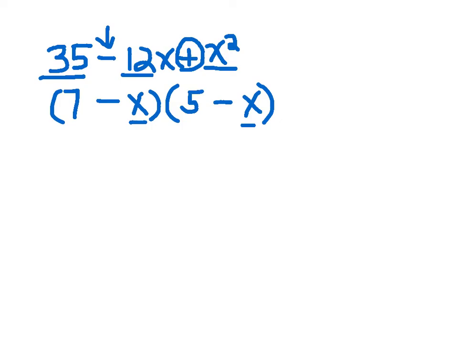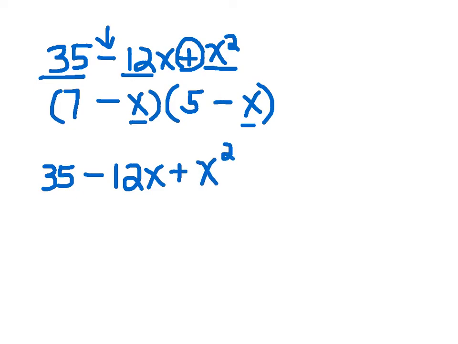And just to make sure this works, let's FOIL it. First gives me 35. Outer gives me negative 7x. Inner gives me negative 5x. Together, that's negative 12x. And then plus x squared.